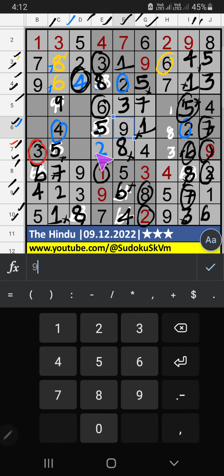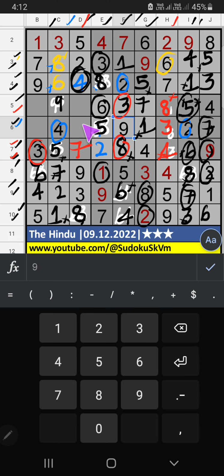Seventh row, we have 3 and 8. So 3 and 8 can't come in the cell. It will come in another 2 cells. Fifth row, we have 3. So 3 can't come in the cell. 3 is confirmed here. Then 8 is here. Then column H, only one number is remaining, 1. 1 is confirmed here. Then seventh row, only one number is remaining, 7. 7 is confirmed here.